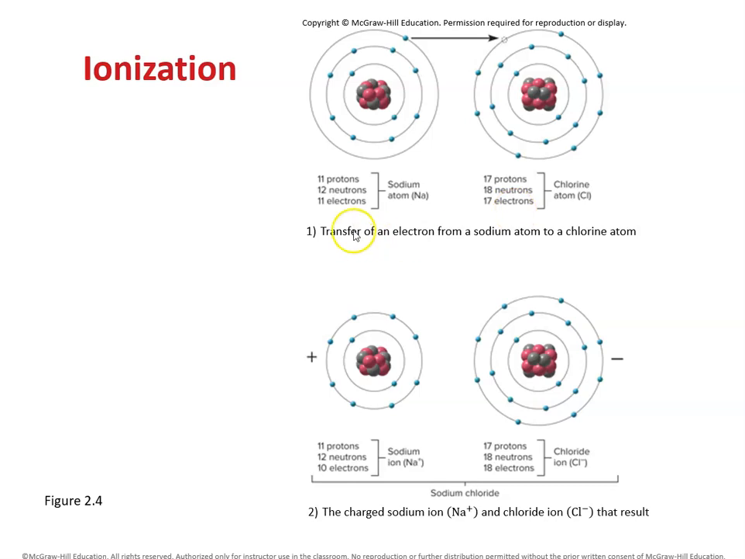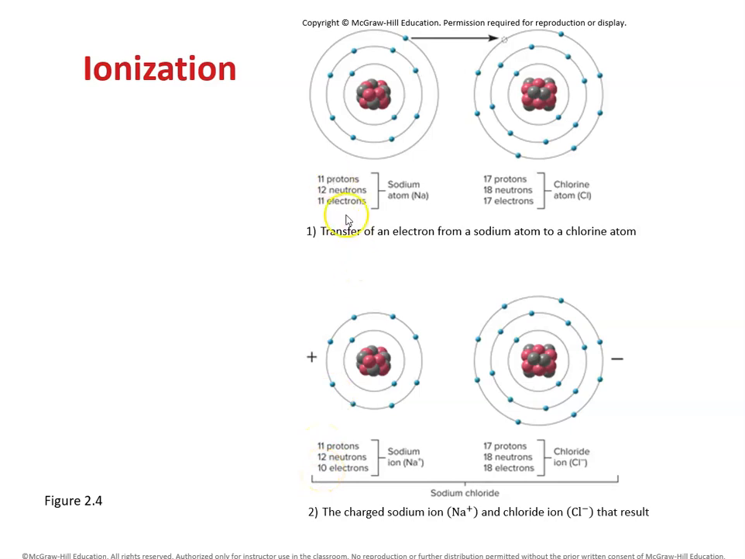So, what these two atoms really want to do when they come in contact with each other is for the sodium to give up this electron and transfer it to this chlorine. And if that happens, here we have lost an electron. So now we have 11 protons and 10 electrons.